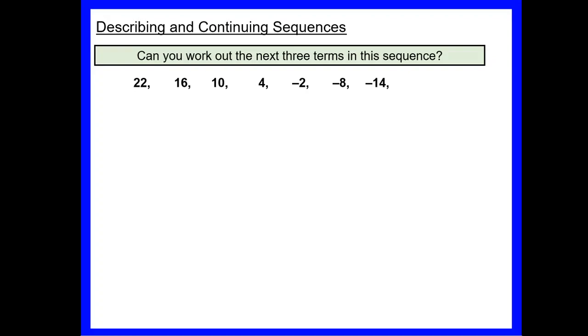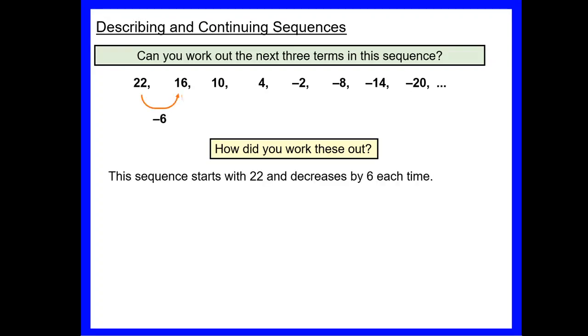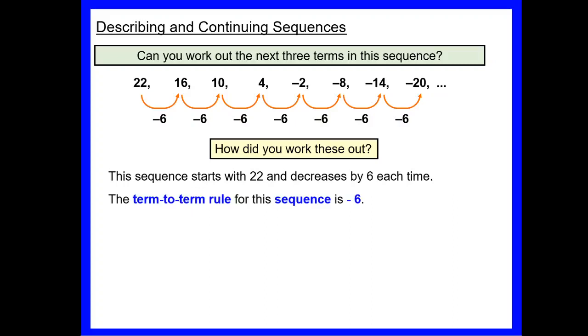Okay, they're minus 8, minus 14 and minus 20. How did we get those? Well, if we look at the first term of 22 and we want to go to 16, so to get from 22 to 16 we would have to subtract 6. From 16 to 10, we'd have to subtract 6 again. And we keep moving along by subtracting 6 each time. So our sequence this time is a decreasing sequence. The numbers start big and get smaller. And the rule for this sequence is subtract 6 or minus 6.